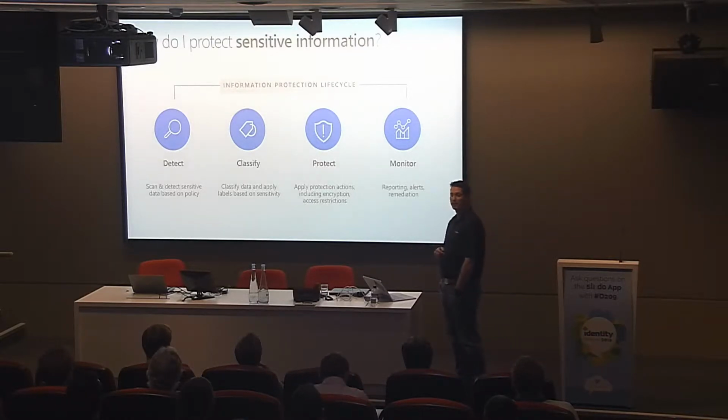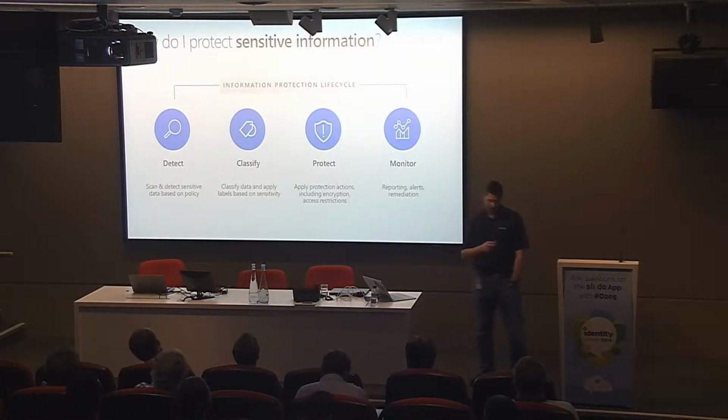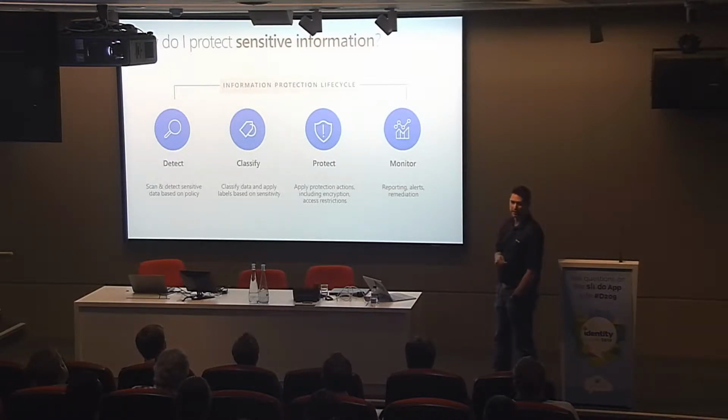So, how do we get started with this? How do we do information protection? We've got 4 main areas that fall within the information protection lifecycle. When we start with detection, we need to help you understand what your data is, where it is, and how you can have access to it. And there's a couple of ways we can do this.